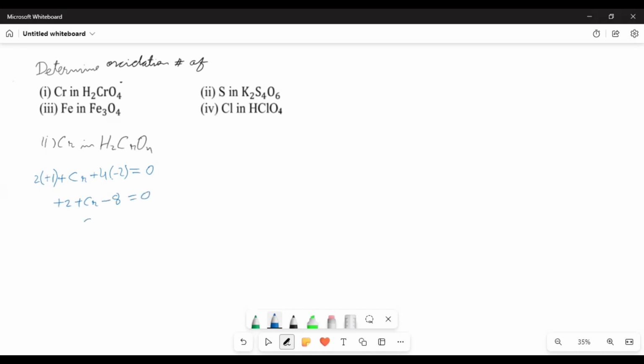So +2 -8, it becomes -6 is equal to 0. So finally Cr is equal to +6. So the charge of chromium in this chromic acid molecule is +6.